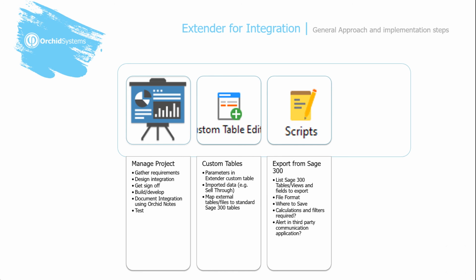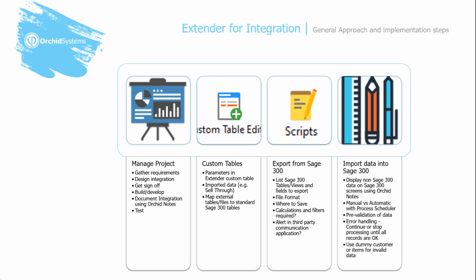You will have some scripts to export data from Sage 300. And that would involve listing all the Sage 300 tables and fields and views that you want to export. What file format? Is it just an alert? Is it CSV? Is it XML? Are we calling a web service to push data? If we're creating files, where are we saving them? If we are communicating to a cloud-based platform, how do we connect? Do we need to do any calculations? Are any filters required? Do we export all vendors or only vendors in a particular group?